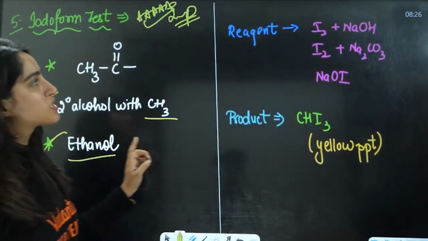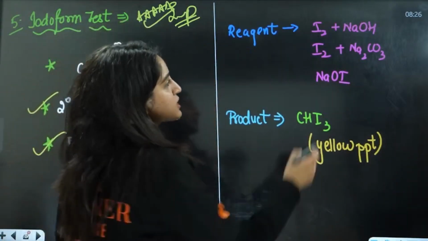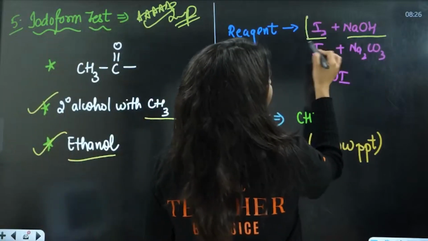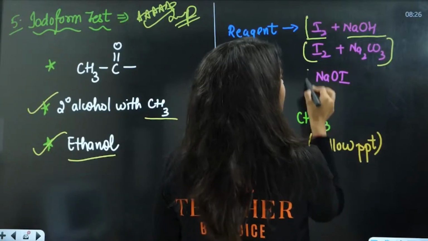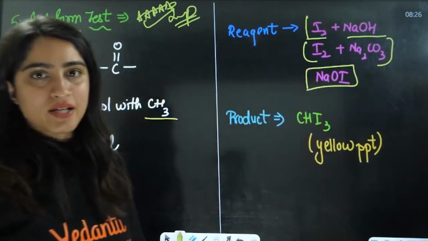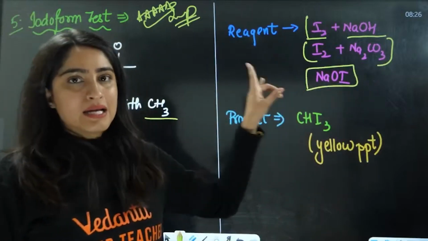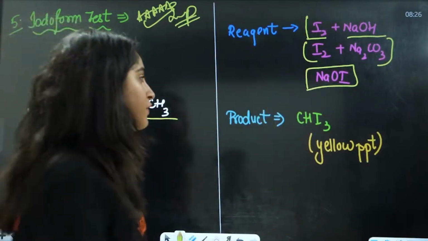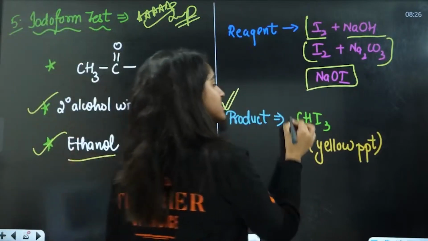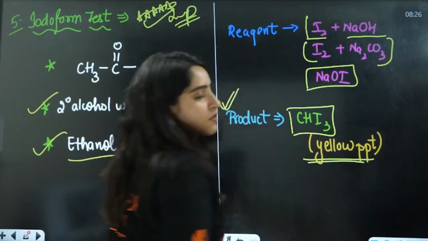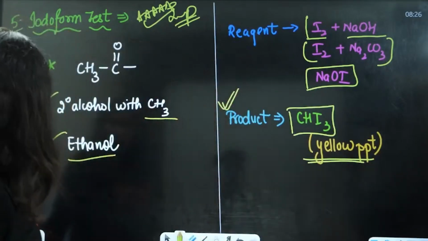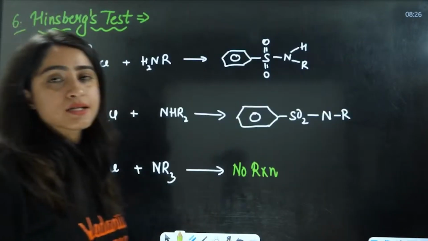Okay, next thing, bacha, we have the reagents. Reagents we use are I2 and NaOH, or you can use NaOX. These are the reagents that will be given to you. What is the product formed? CHI3 is formed, which gives the yellow precipitate here. Right, bacha?